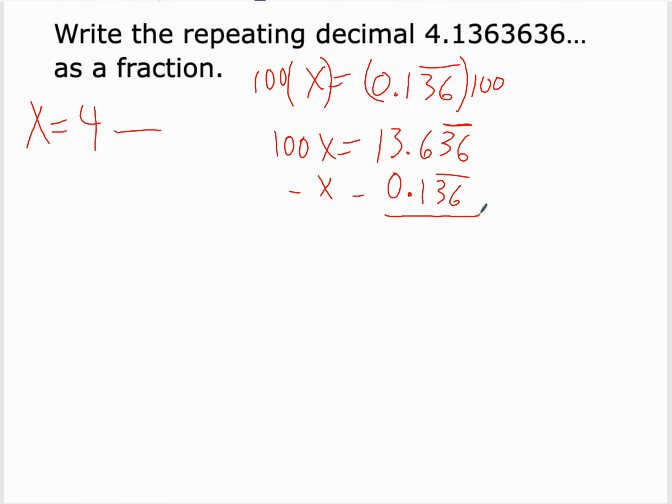Okay. So we'll subtract all of this. So that's 99x equals, that part subtracts. So it would be 13.5. Is that right? Okay. Divide by 99.